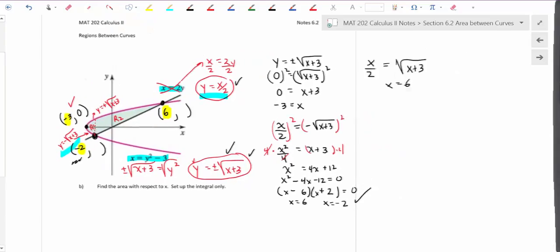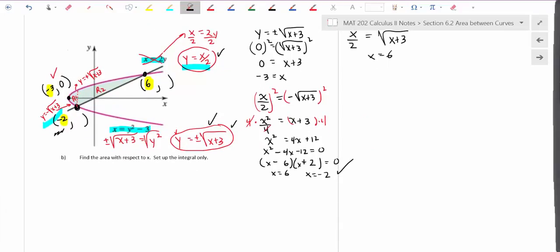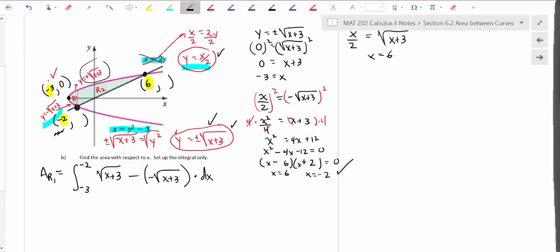Now what we've got to do to finish this up is set up the integrals for our two regions. So the area of region 1 is going to be the definite integral from negative 3 to, I'm sorry, negative 3 to negative 2. The curve on the top is positive square root of x plus 3. The curve on the bottom is negative square root of x plus 3, times dx. So that's going to be the integral that we do to find that region.